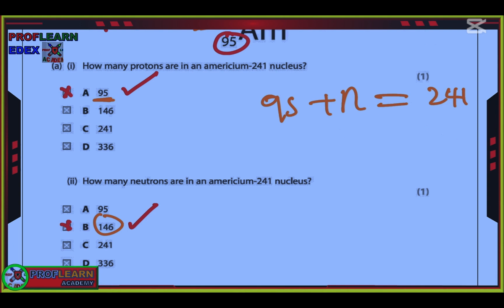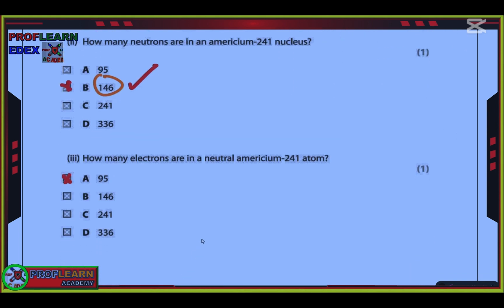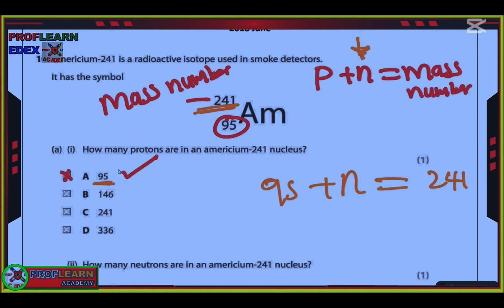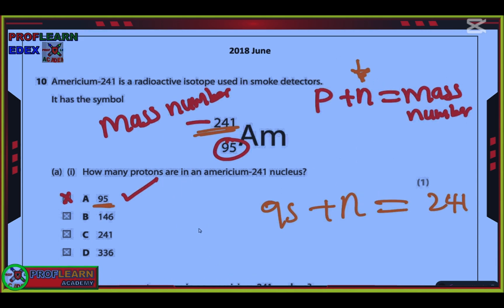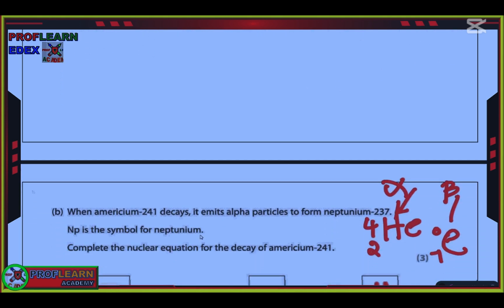So these are the kind of questions you'll be asked in your physics paper, and you have to know how to answer them. How many electrons are there in a neutral americium atom? That would be 95, because the number of protons is equal to the number of electrons. But we know that inside the nucleus we have protons and neutrons, and around the nucleus we have electrons which are orbiting around, held by electrostatic forces. So that is also another question that you can be asked.